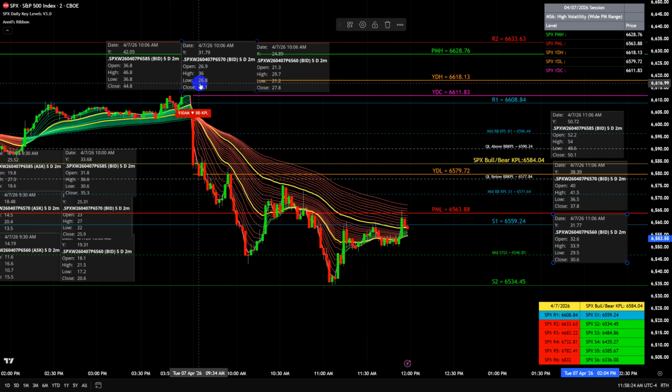34.10 is the price on the bid on the candle close for the 65.70s. That's a profit of $1,490 per option on those. And finally, on the 65.60s, $27.80. That's a profit of $1,230 per option on those.